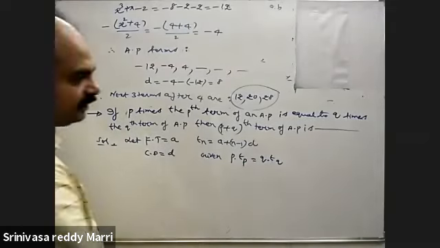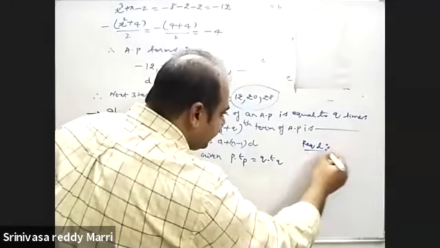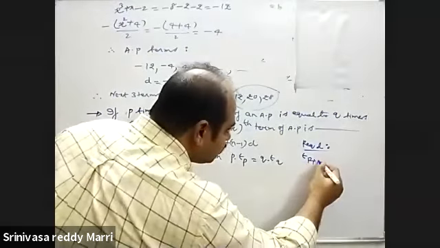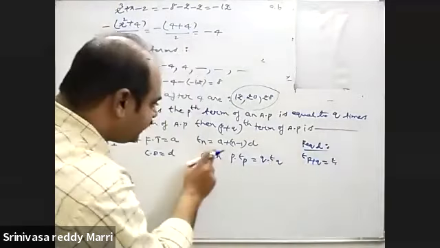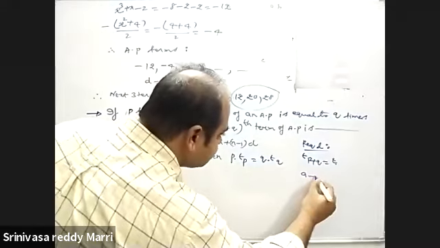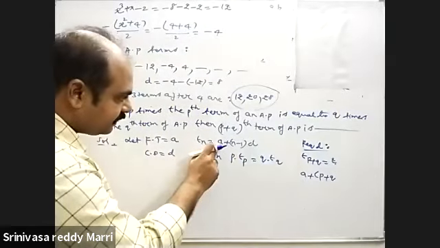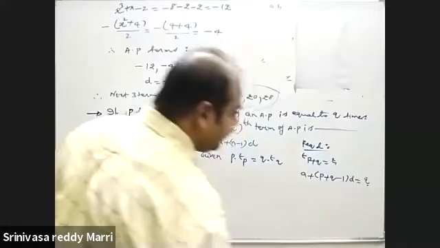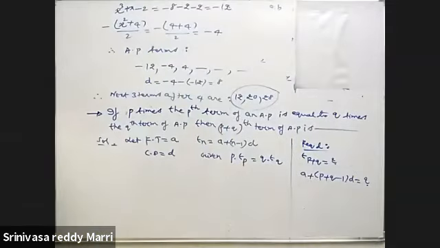Now what is required to find out? Required: the P plus qth term. That means he is asking T of P plus Q equal to dash. T of P plus Q means here in place of n you substitute P plus Q. A plus P plus Q minus 1 into D equal to dash. This is required, and this is given. Now we will calculate from this.